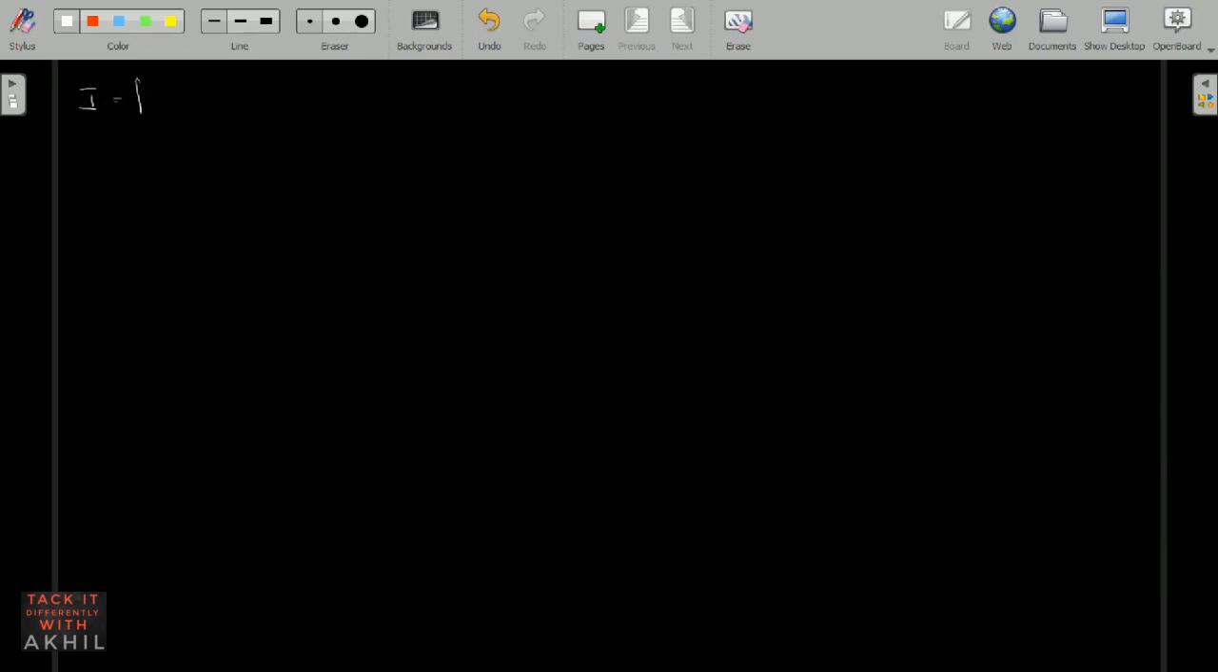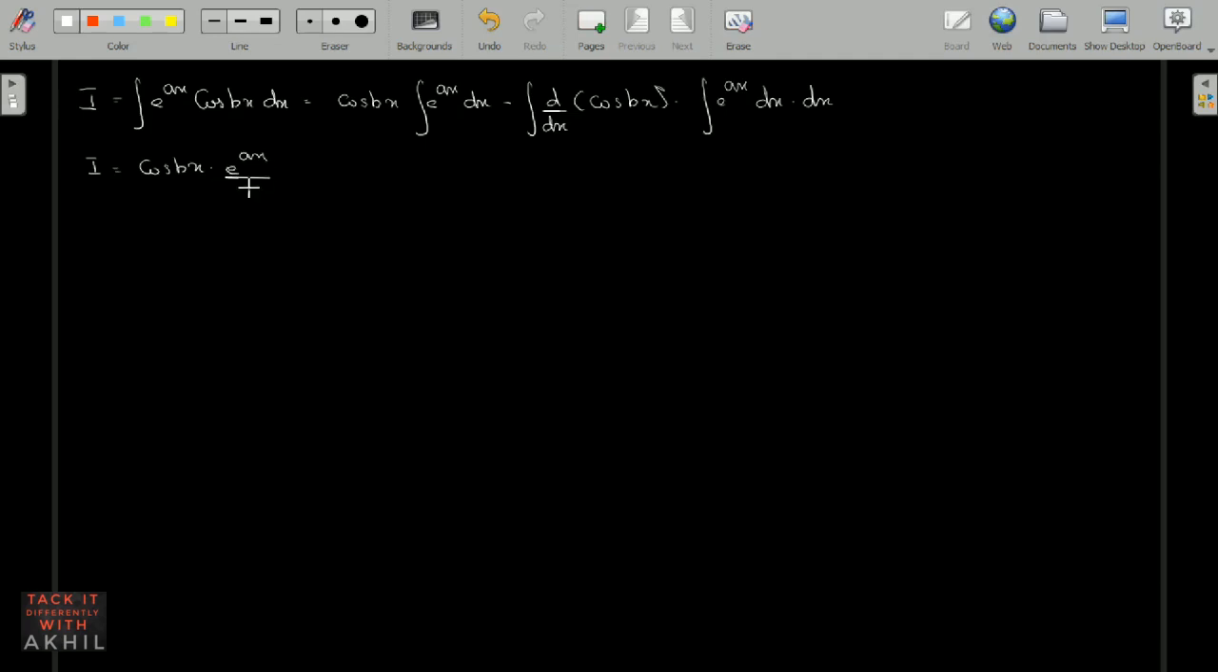I is equal to the integral of e raised to ax cos bx dx. This is done the same way as the previous one, so I'm not going to explain in detail. Same way, we'll be doing integration by parts first, then we'll take the common terms outside, then for the second integral again we'll be doing integration by parts. So simplifying that, we will get another term inside the bracket, and bringing them together we'll be simplifying that.